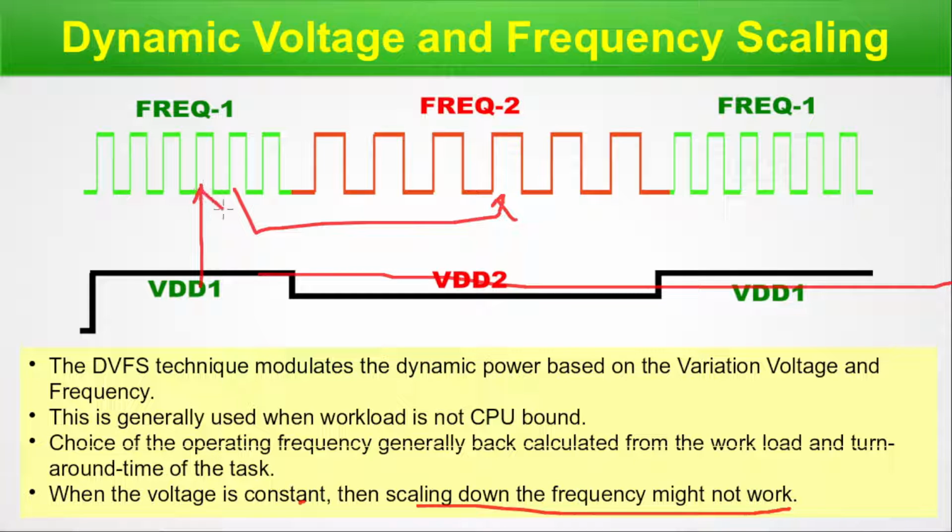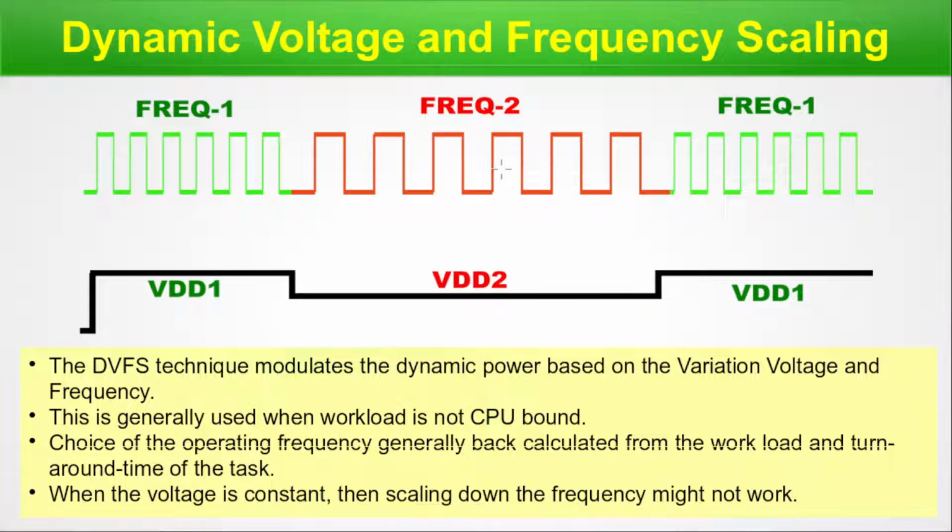With VDD1 we have frequency 1 and with VDD2 we have frequency 2. So the voltage changes, the frequency changes. For static VDD we cannot do it. So here we are done discussing the dynamic voltage and frequency scaling.